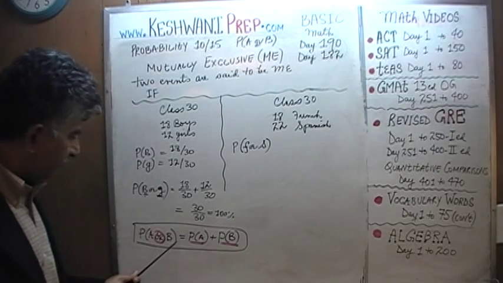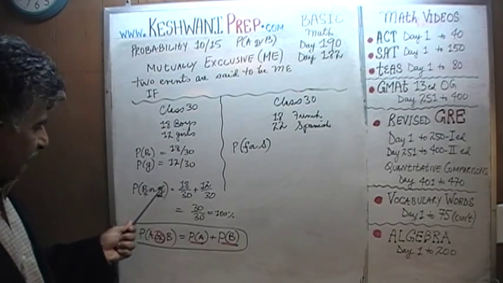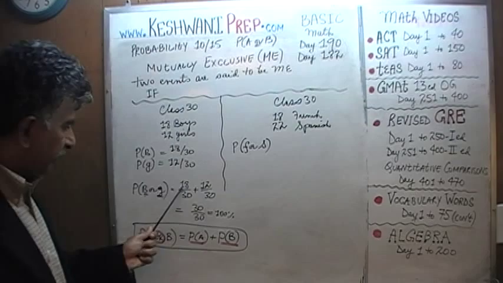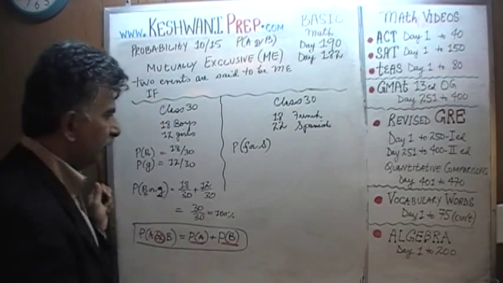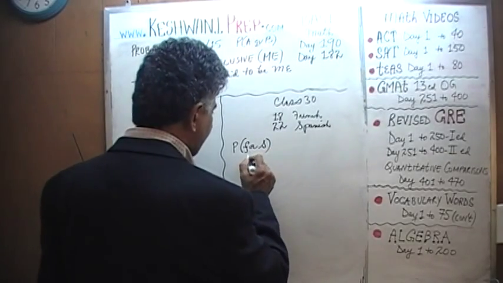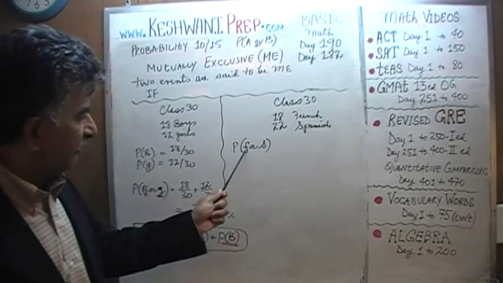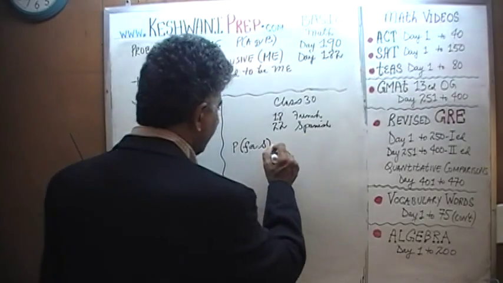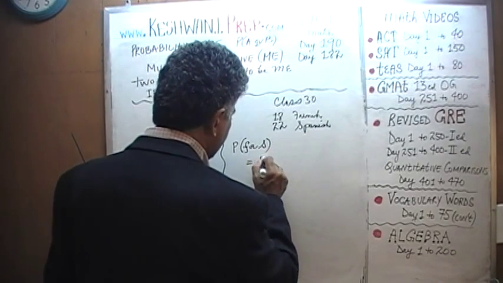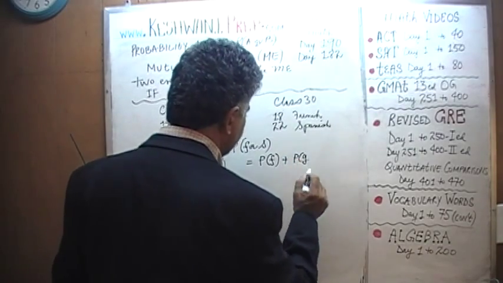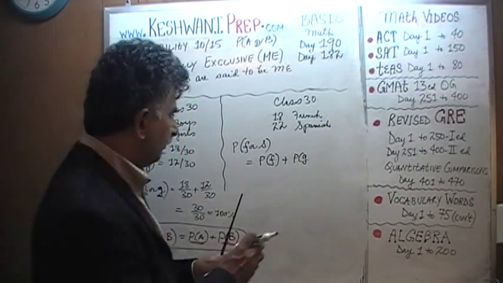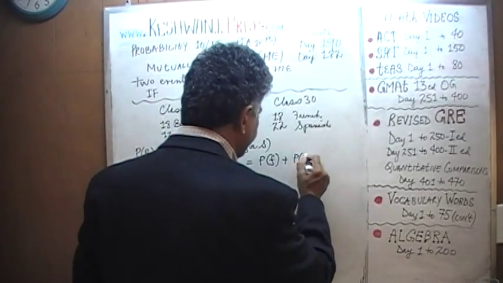And if we were to do the same thing that we did here, we just simply added up the probability of picking a boy plus the probability of picking a girl. If we do the same thing here, what we'll end up saying is that the odds of picking a student who studies either French or Spanish is equal to the odds of picking somebody who studies French plus the odds of somebody who's studying Spanish.